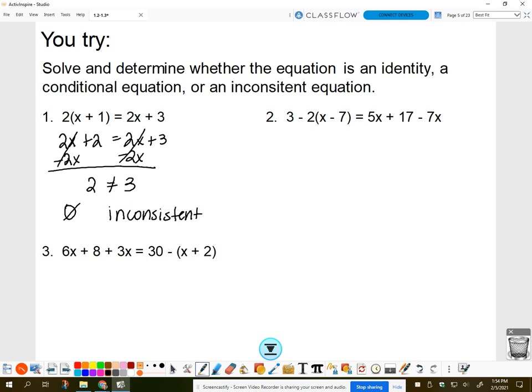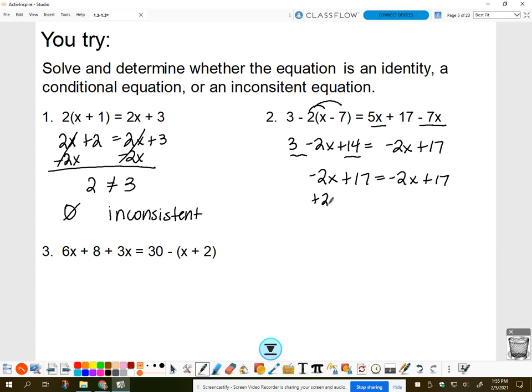Alright, number 2. You need to distribute the -2. You need to, on this side, just combine some like terms. And this side also has some like terms. At this point, if you realize that they're literally identical, then you know it's infinitely many and an identity.